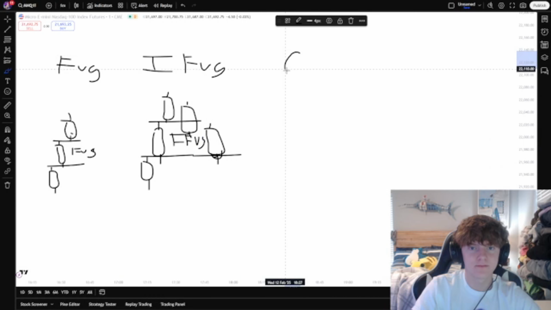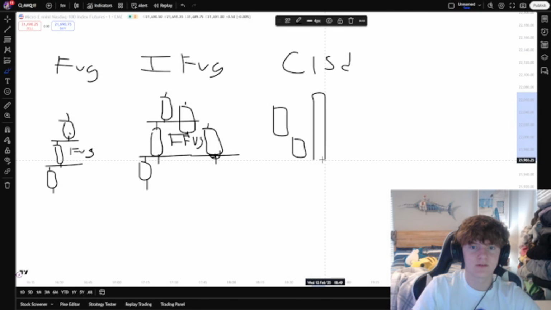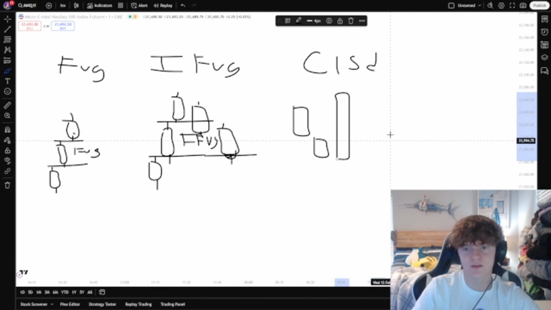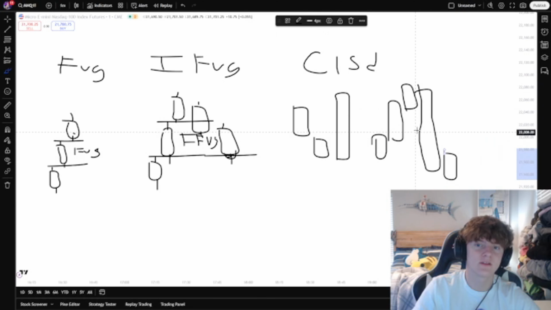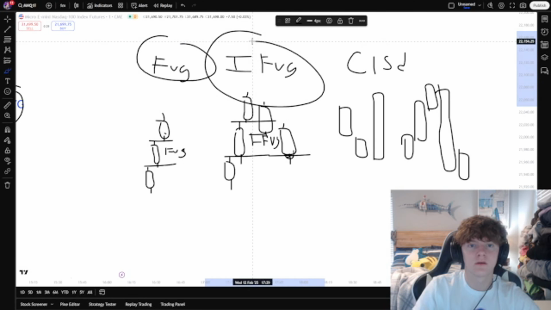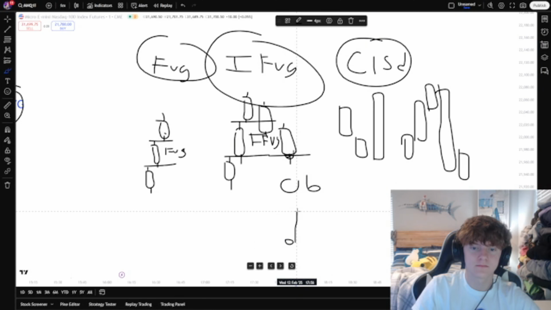And then we have our CISD, which is again going to be when we're seeing these and we see a big candle up like this. This can look like this. Sort of a similar thing to an inverse fair value gap as well. And then an order block. It's going to be our level before that big move.